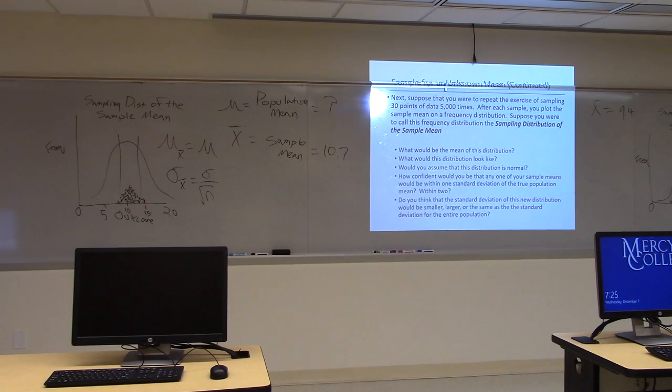How confident would you be that that is within one standard deviation of the true population mean? 68.3%. You'd be 68.3% confident, because you know that in any normal distribution, 68.3% of the data falls within one standard deviation of the mean. And we know that the mean of this is the true population mean.